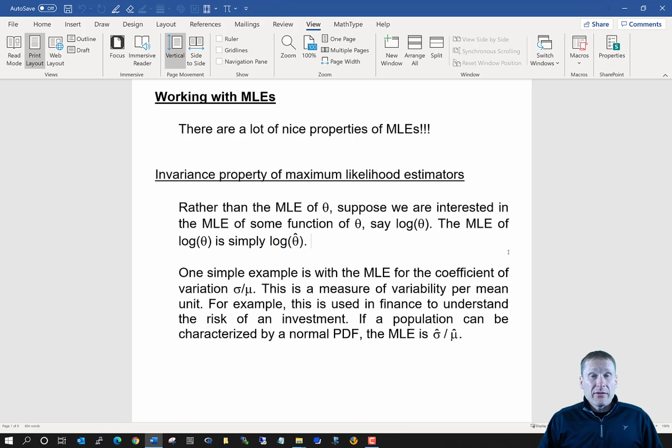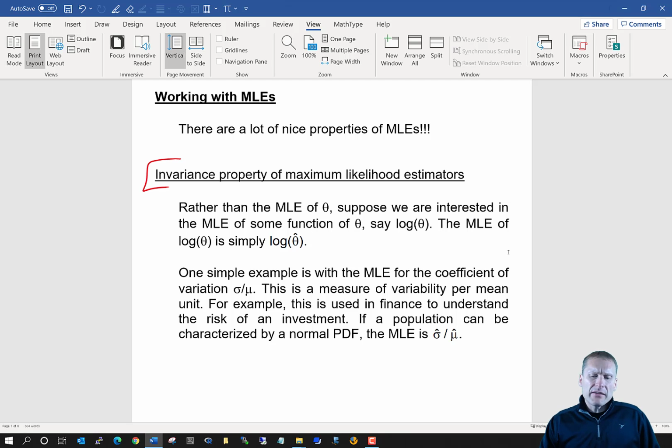Maximum likelihood estimates have some very nice properties, and the purpose of this subsection is to discuss how we can work with these maximum likelihood estimates. First of all, there's something called the invariance property of maximum likelihood estimators.